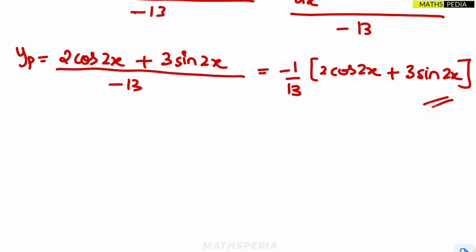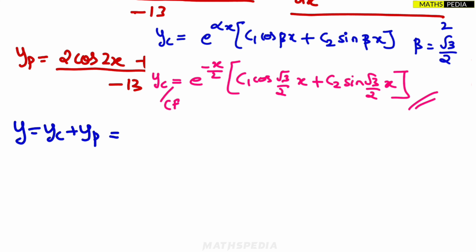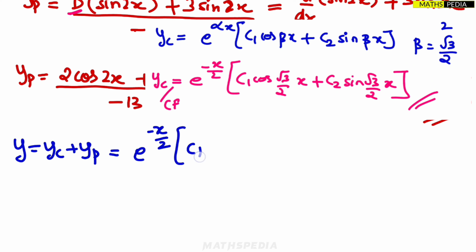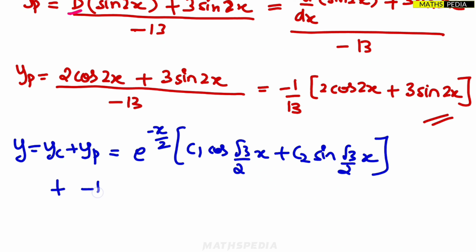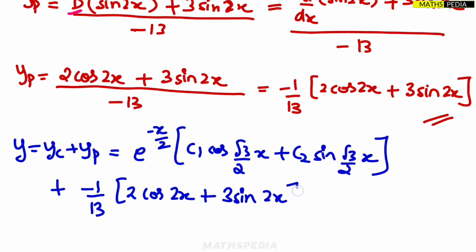So yp value is also done. Now we can combine both the answers. We can write y value as yc plus yp. The previous yc value we also have to include. So it was e power minus x by 2 into c1 cos root 3 by 2 x plus c2 sine root 3 by 2 x, plus yp value, which is minus 1 by 13 into 2 cos 2x plus 3 sine 2x. So this is the final answer.